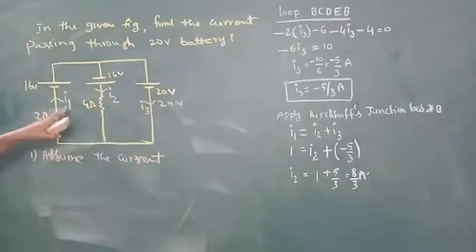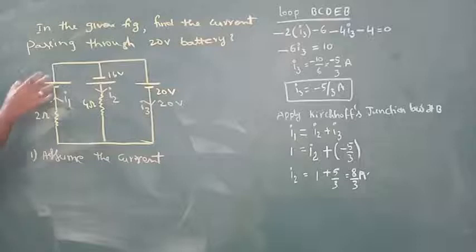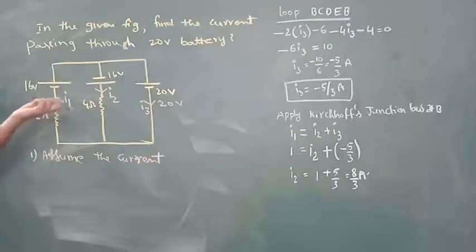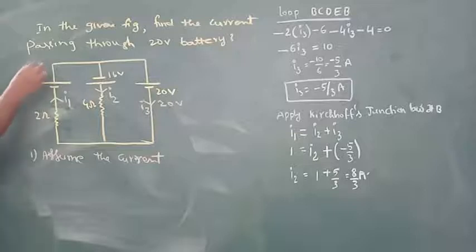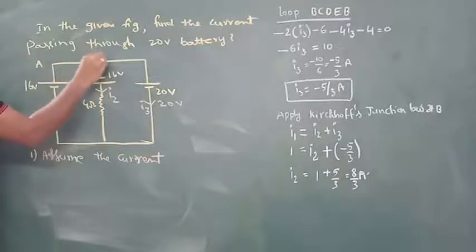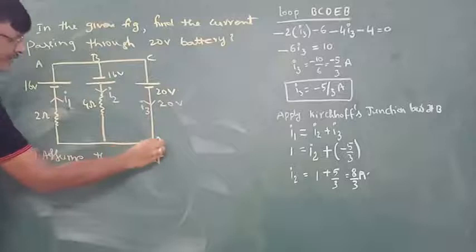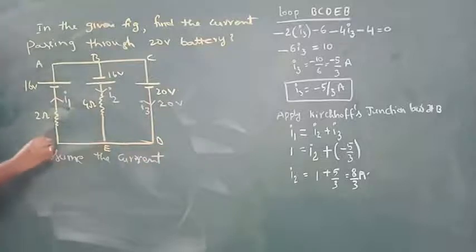These assumptions are according to ourselves. There is no rule on how to assume currents. Just, there are 3 cells, therefore I assume 3 different currents, I1, I2 and I3, flowing through them respectively. Now, name the circuit A, B, C, D, E, F. Next, select the loop.